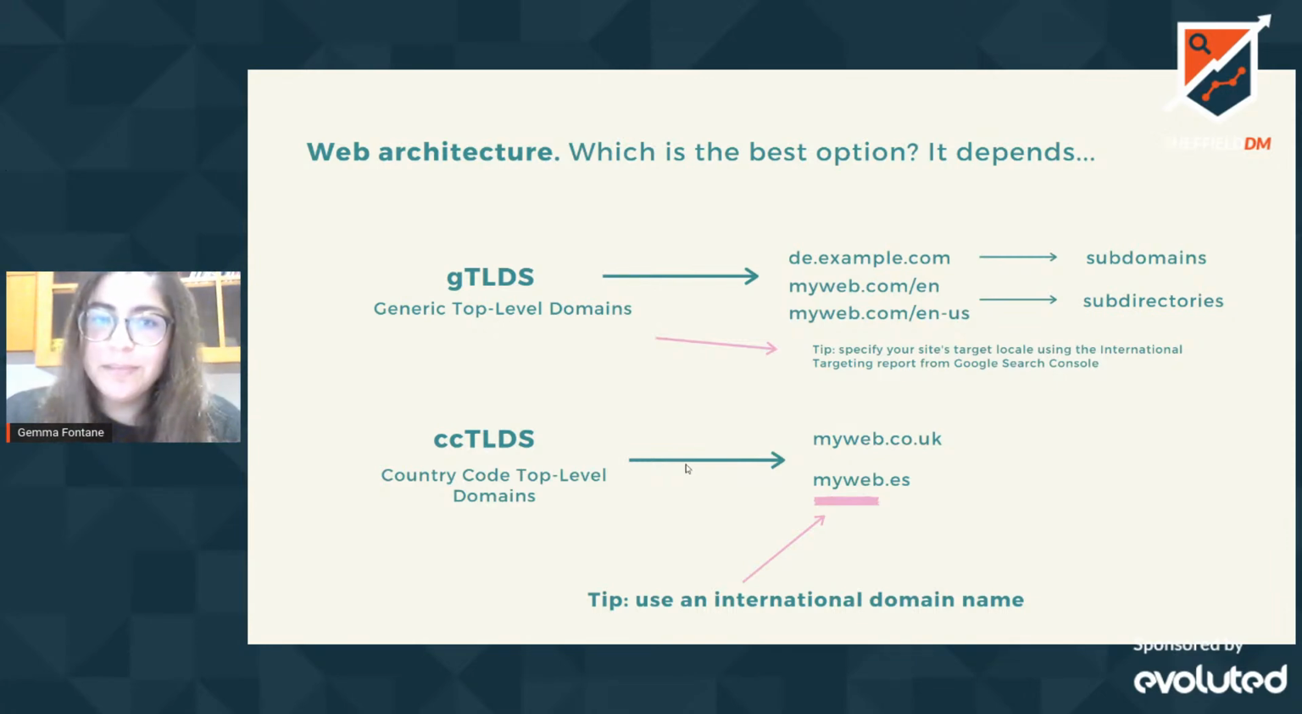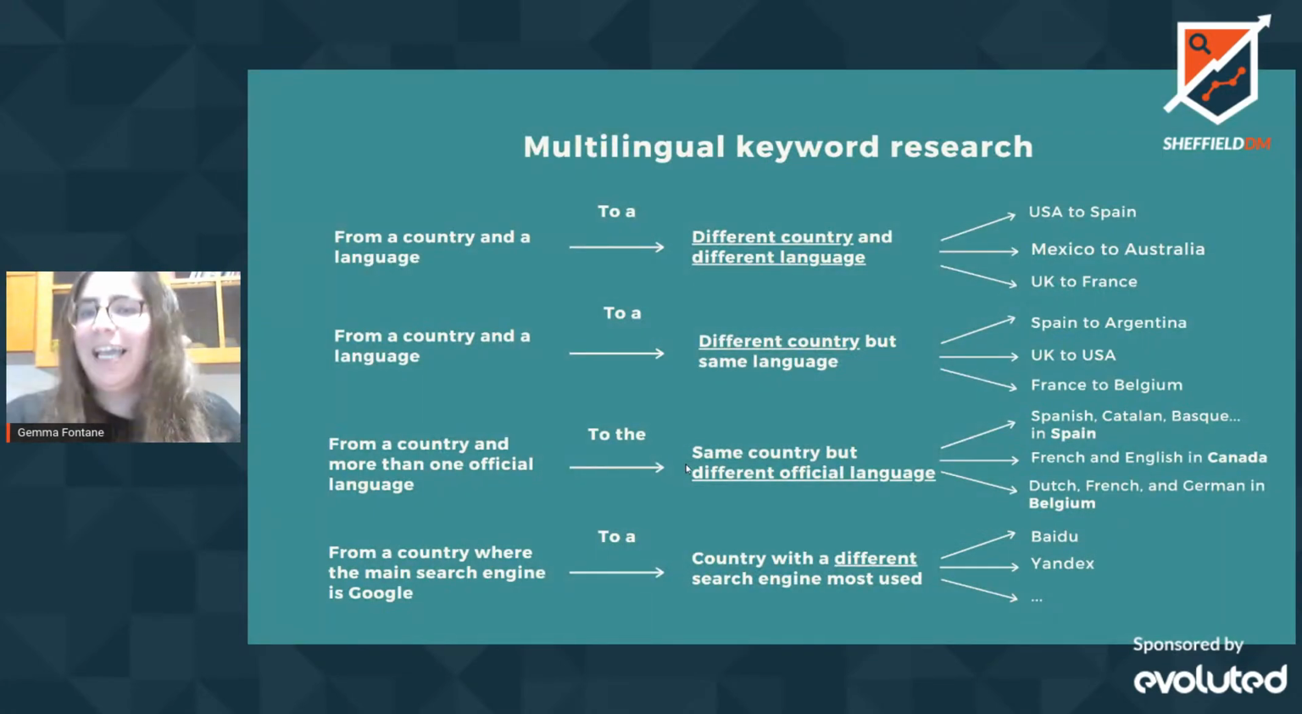So once we have this, we can start our multilingual keyword research. But how are we going to do our keyword research from one country to another? What do we need to take into account? Well, there are four main categories when doing multilingual keyword research, and now we are going to go through them.